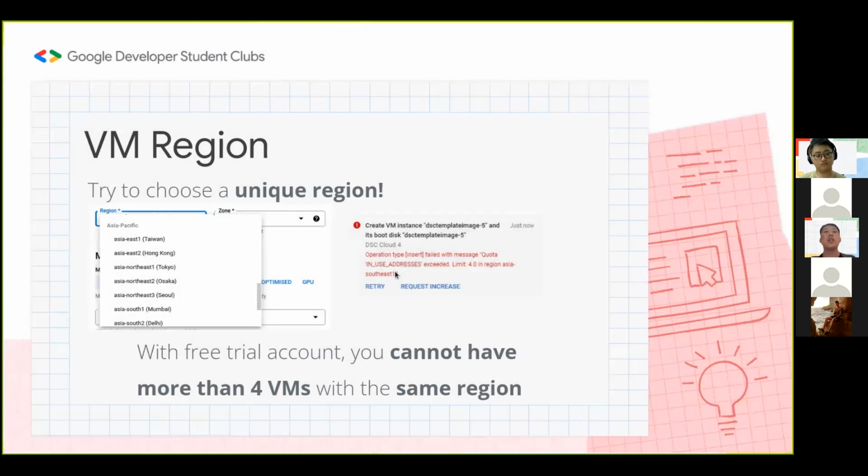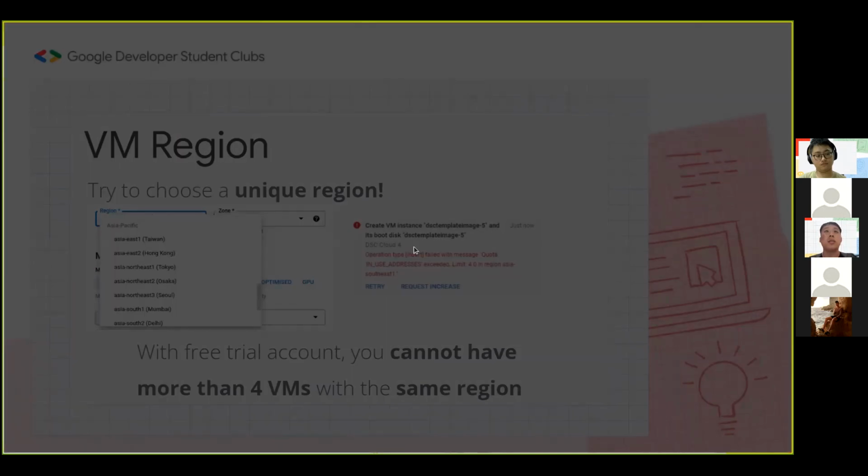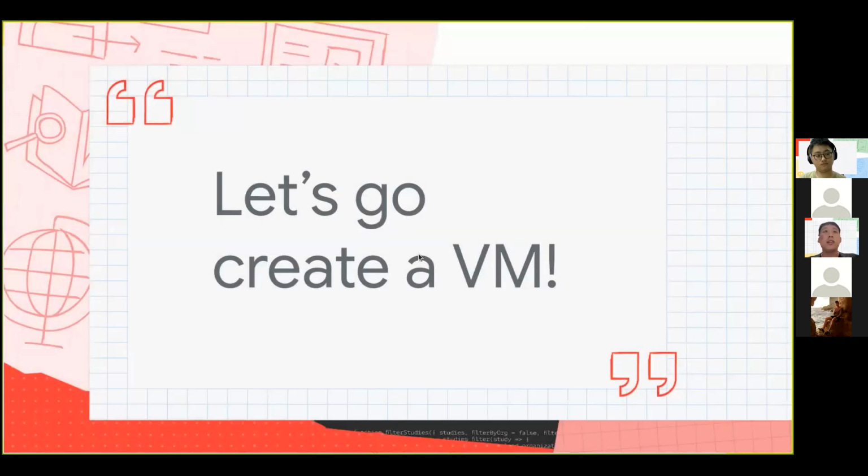So before we actually go and create a VM, something to take note of is that because we're using a free trial account, for each project space you're allocated to, you cannot create more than 4 VMs within the same region. So later on, when you create a VM, try to choose a region that is unique. Do not choose the region that I choose in this demo, so that we do not have VMs with the same region. So now let's go and create a VM.